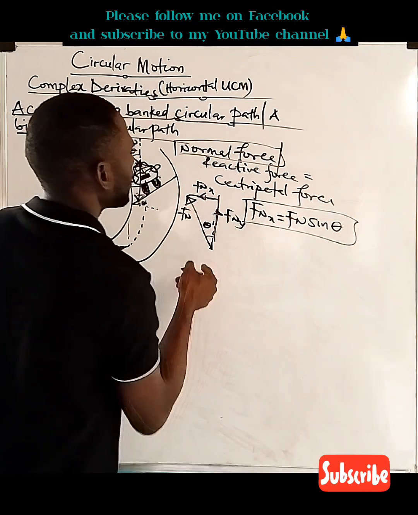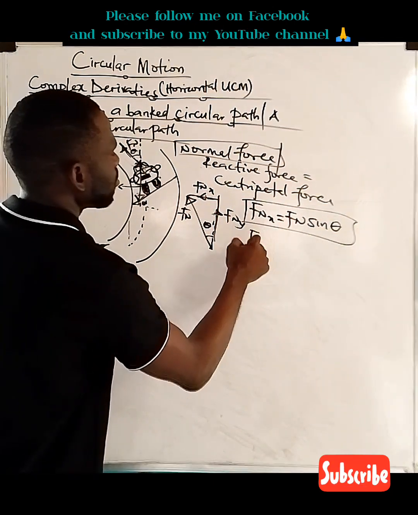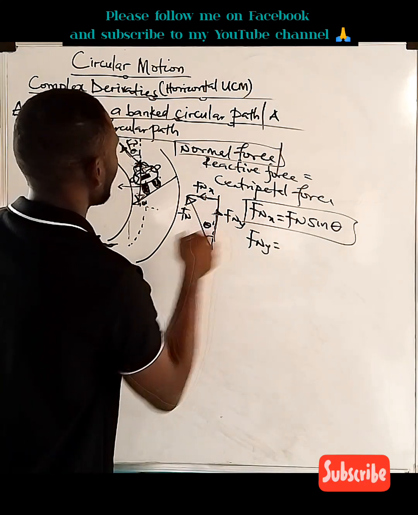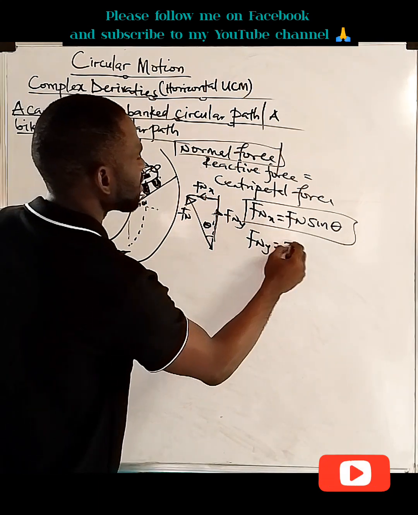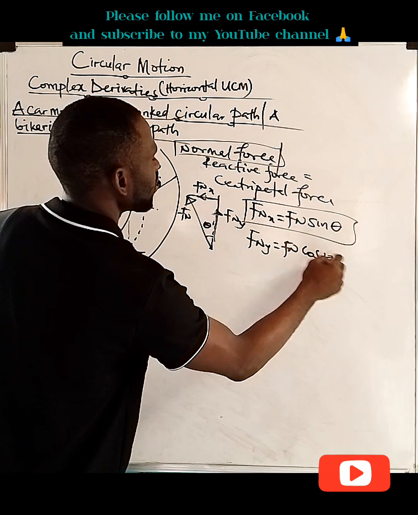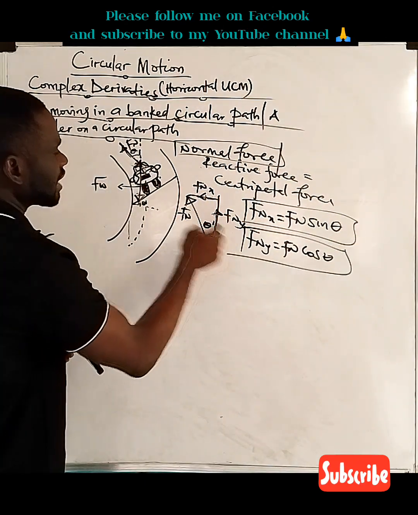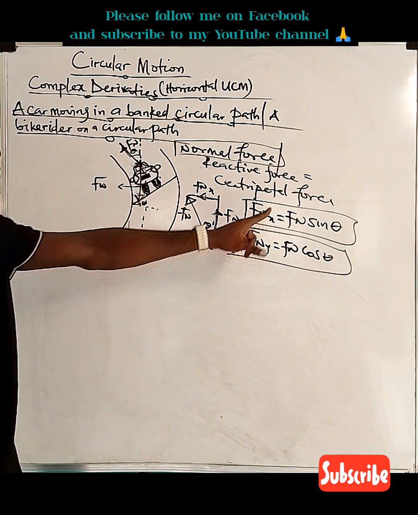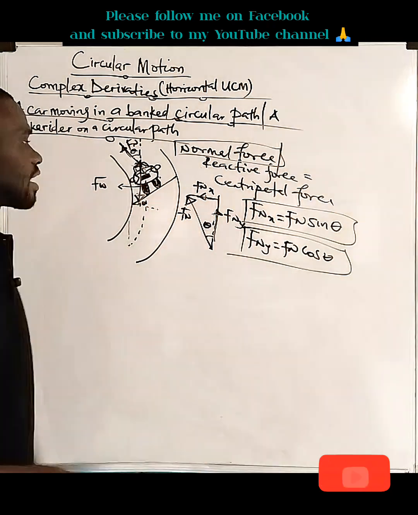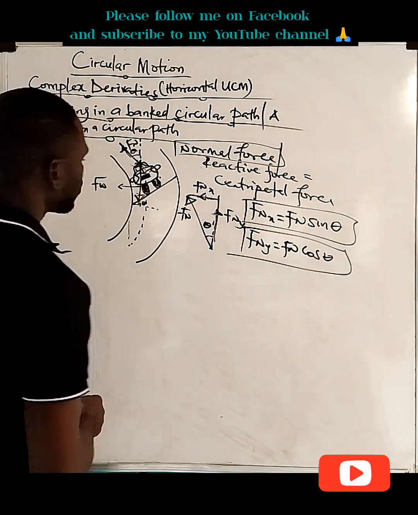That's that. And the normal force along the y-axis is the normal force times cos theta. So very important: opposite over hypotenuse is sine, and adjacent over hypotenuse is cosine. So we have this set out. As simple as that. So what do we do next?